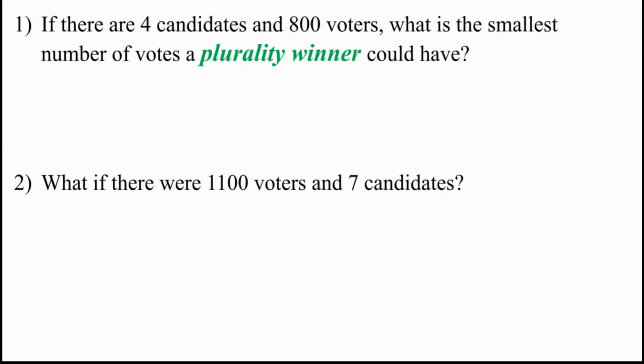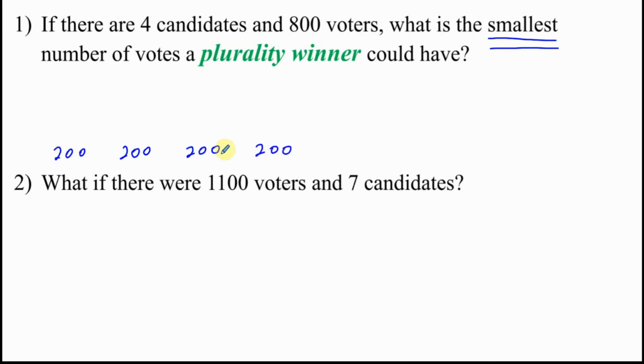Now, when you determine what's necessary for plurality, it's a little bit trickier because now you do have to pay attention to how many candidates there are. So if there are four candidates and 800 voters, what's the smallest number of votes a plurality winner could have? So I'm going to do a for instance where if there's a tie. So let's say they all get 200. In theory, it's possible that they all four get 200. So 200 votes would not be enough.